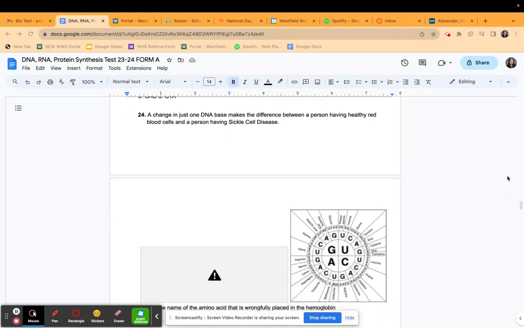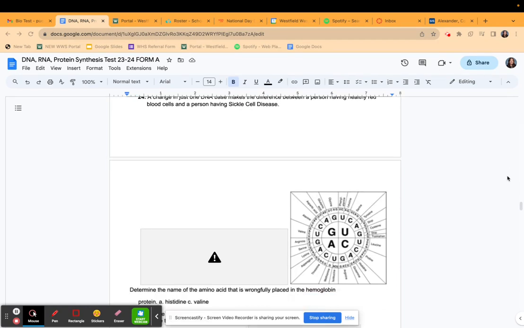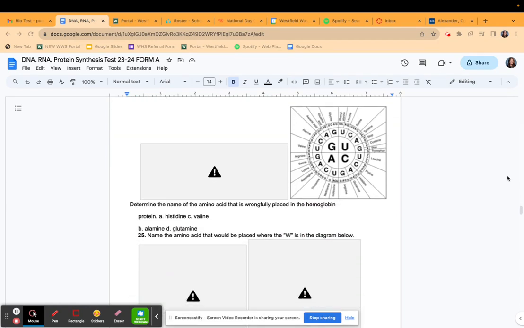24. A change in one DNA base makes the difference between a person having healthy red blood cells and a person having sickle cell disease. Determine the name of the amino acid that is wrongfully placed in the hemoglobin. A, the histidine, B, the alanine, C, the valine, or D, the glutamine.